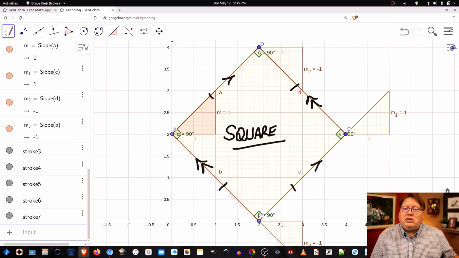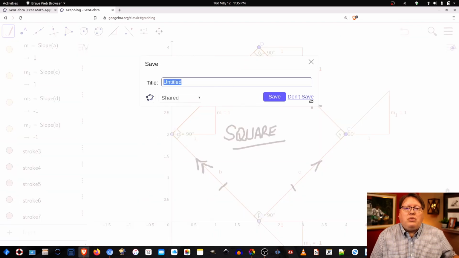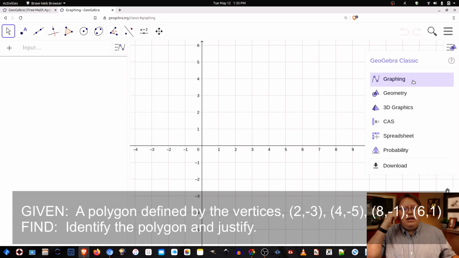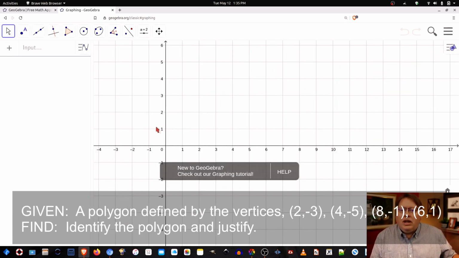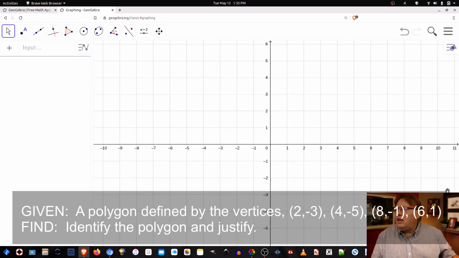Again, when I want to clear my work, assuming I'm not saving it, if I want to save it, I could screenshot it, but we're not going to worry about that right now. We're going to click on the three bars here, and we're going to click on New, and we're going to say Don't Save. Okay? And then click on Graphing. And here we are again. So I'm going to center up my axes. And this problem, I'm going to let you try.